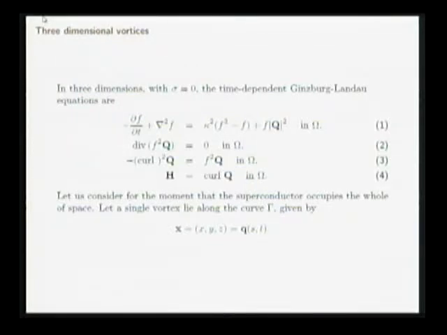So I'm going to let a single vortex lie along the curve gamma, which is going to be defined by x is equal to q, and q is parameterized by s, which is arc length, and then it'll move around in time, so t is time. And I don't have any of the problems that you have in fluids in defining what this curve is, because this is just the curve which corresponds to the 0 of f. So I can define this curve very well given this equation.